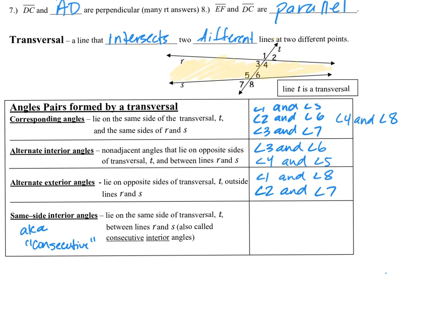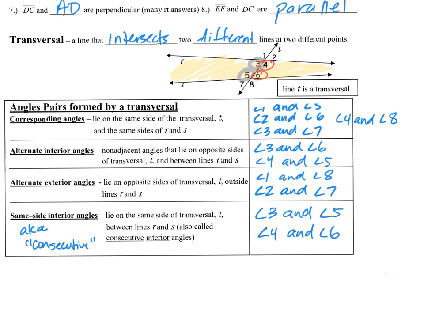So for example, look at angle 3 and angle 5. They lie on the same side of transversal T, but they're in the interior. So angle 3 and angle 5 would be our first pair of same side interior or consecutive interior angles. And the second pair would be angle 4 and angle 6. Again, they lie on the same side of the transversal, and they're on the interior of the two lines being transversed.